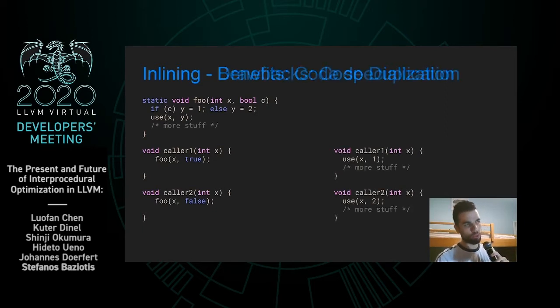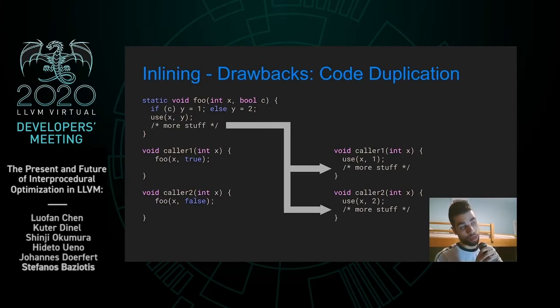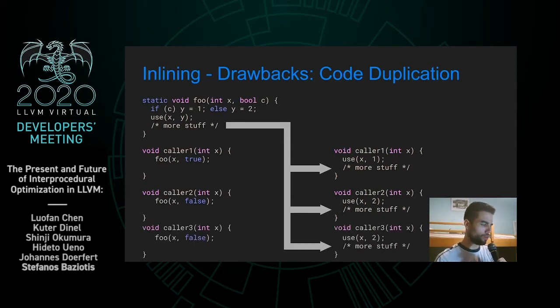Now this also has drawbacks, because imagine that foo has more stuff there, and you inline this call twice. What's going to happen is this more stuff is going to appear in two places now. Even worse, if we had a caller 3 that calls foo with exactly the same argument, and we inline that as well, now in caller 2 and caller 3 there's exactly the same code. So in all these places you try to run optimizations, you're going to run on the same code multiple times. Basically, you're going to repeat work.